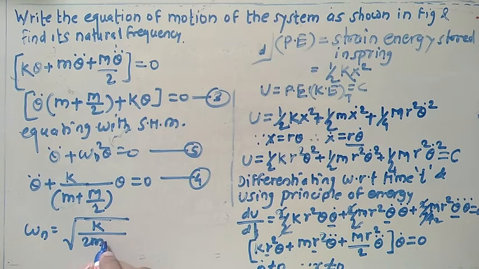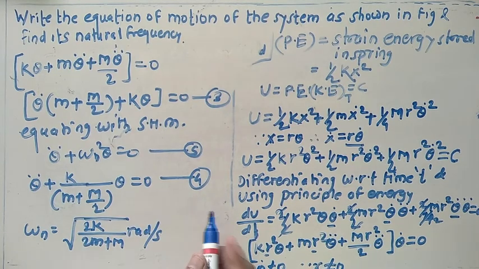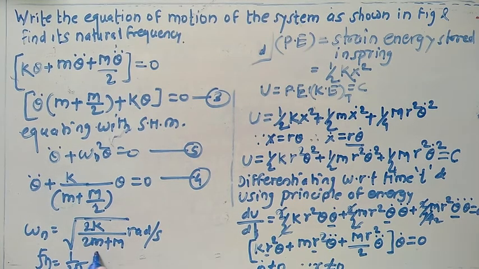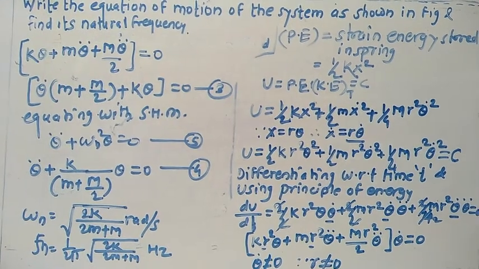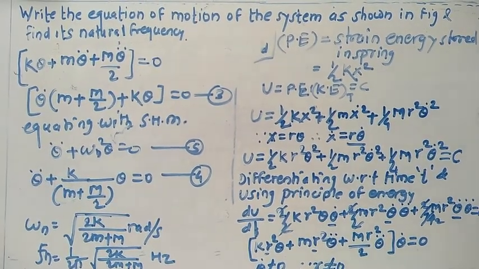Just simplify this term like this: 2 multiplied by M, 2m plus M. So the 2 will come here like this. You can get this relation in terms of radian per second, and in this way you can get the relation in terms of hertz: 2k divided by 2m plus capital M, in terms of hertz.